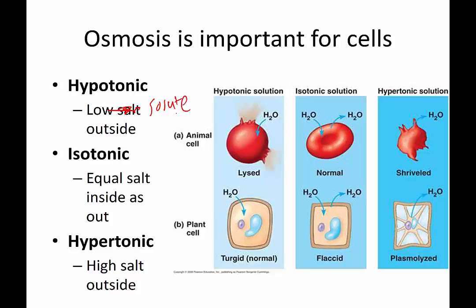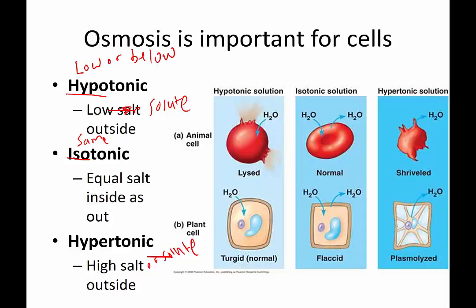So for something like a hypotonic solution, you can think of the word hypo meaning low or below. So it has a low solute or salt concentration outside the cell compared to inside. Isotonic, iso means same. So same salt concentration or solute concentration outside the cell as inside. And then hypertonic means high salt or high solute outside the cell compared to inside.